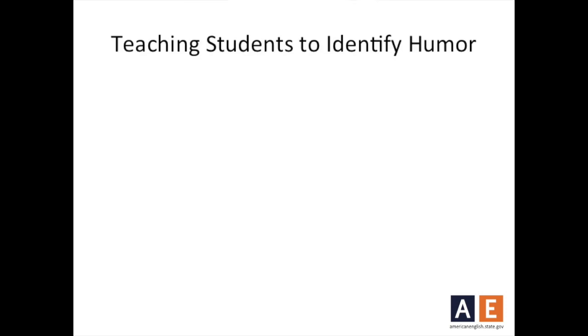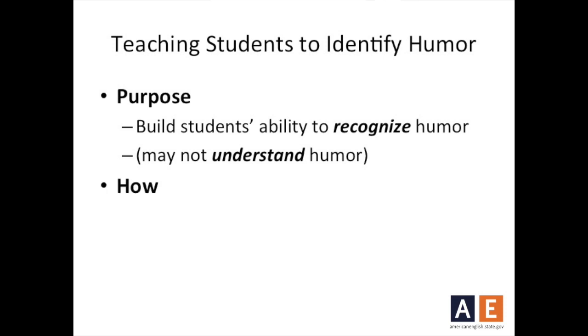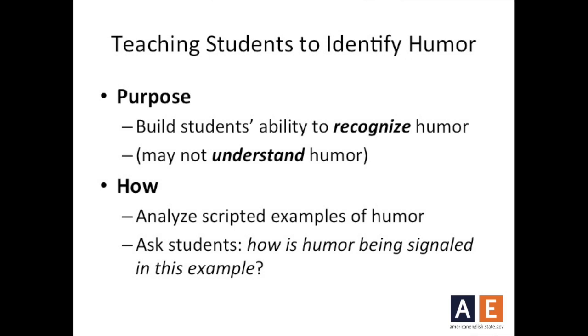Now that we have talked about 2 types of humor a language teacher can use in the classroom, such as puns and riddles, we will now explain how teachers can teach students to identify humor. The purpose of identifying humor is to build students' ability to recognize it, even if they may not understand it. How does a teacher do this? First, they can ask students to analyze scripted examples of humor and also ask students this question: how is humor being signaled in this example? One such example is a knock-knock joke.